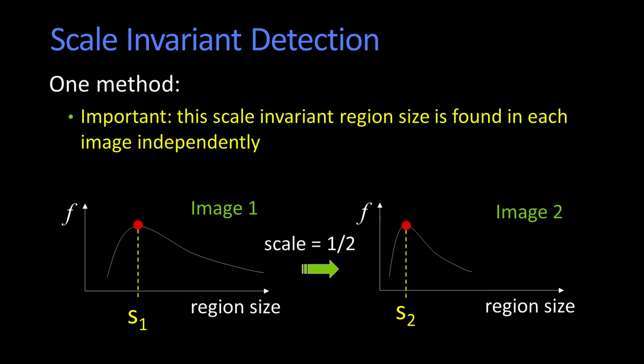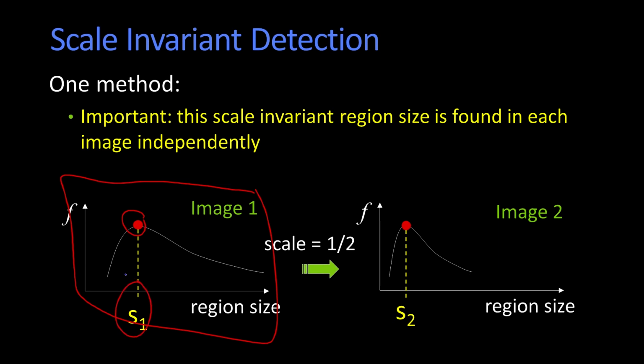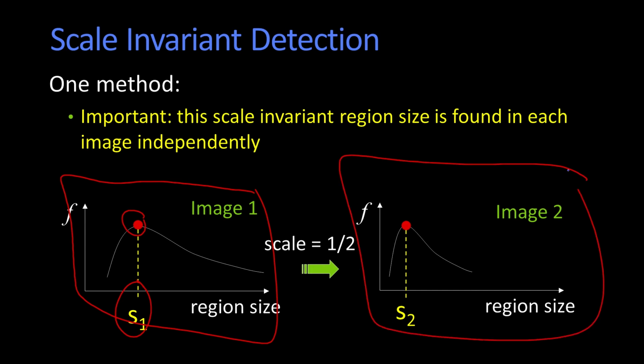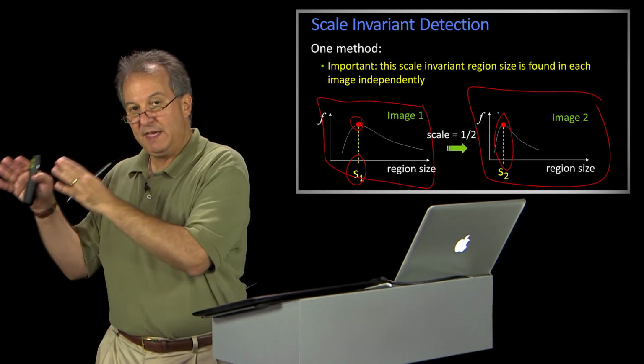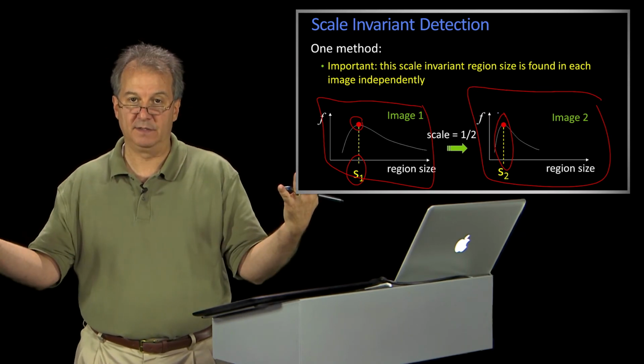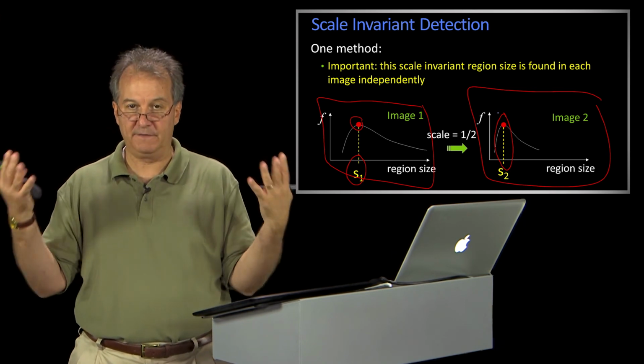So the important thing is, I do each one of these things independently. I do this at a particular point, and I find the maximum of the function. I say, that's the natural scale size that I'm going to use. Then I go to my other image, and I'm at some interest point. Remember, we found our interest points. I look over all these different region sizes, and I say, aha, this is the scale there, and I compute that function. And magically, these two scales correspond. These are the same chunk of image.